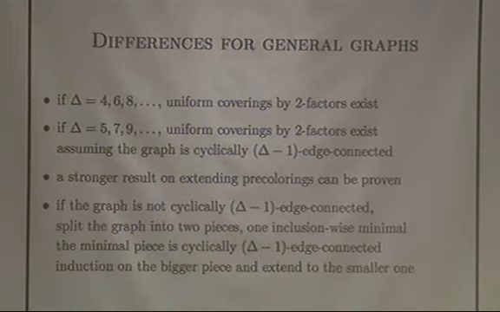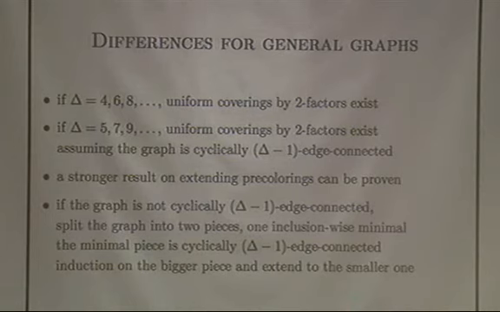If the graph is not cyclically delta edge connected, then what I am going to do is take a cyclic edge cut such that one of the sides is as small as possible and split the graph into two pieces. The minimal piece, by the choice of the cut, if I add something suitable on the other side, will be cyclically delta minus 1 edge connected. Therefore this precoloring result can apply to it.